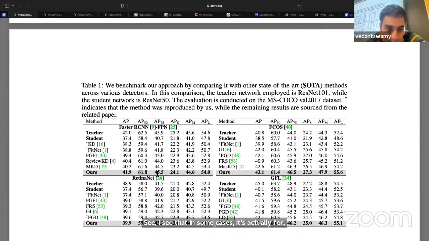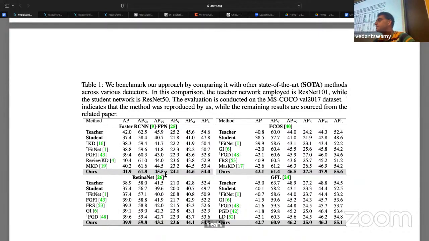That's a bit weird. How much smaller is the student model here? I'm not sure. The paper doesn't discuss how much smaller the student model is.